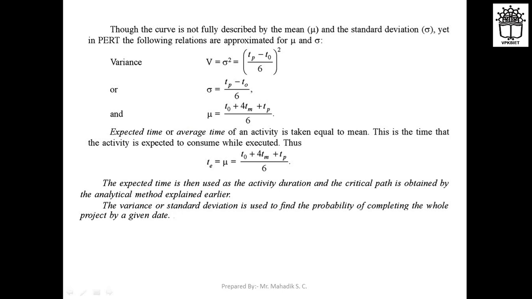From that, the expected time or the average time of an activity is taken equal to the mean, and this is the time that the activity is expected to consume when executed. Thus T is equal to mu, which is (TO plus 4TM plus TP) divided by 6. The expected time is then used as the activity duration, and the critical path is obtained by the analytical method explained earlier. The variance or standard deviation is used to find the probability of completing the whole project by a given date.